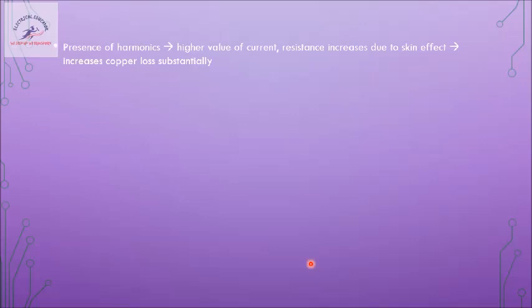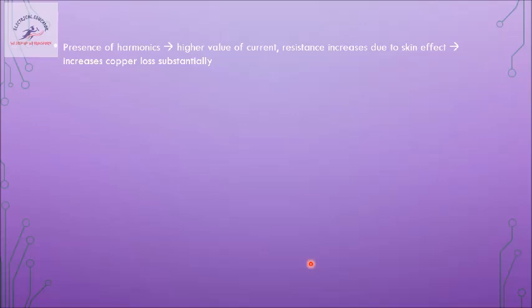So the presence of these harmonics will lead to a higher value of current, because instead of just the fundamental value of the RMS current, the fundamental value gets added to by the respective harmonic currents. Thus, when these harmonics are present, due to the skin effect, resistance will also increase. So we know what copper loss is: copper loss is given by I squared R. Now I is increasing, R is also increasing. This will substantially increase the copper loss.